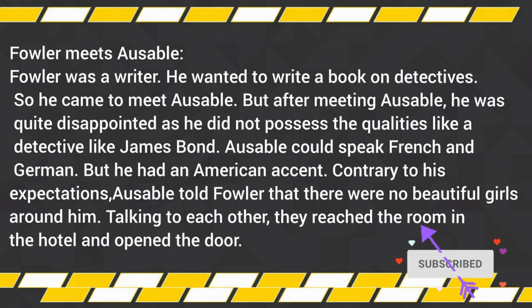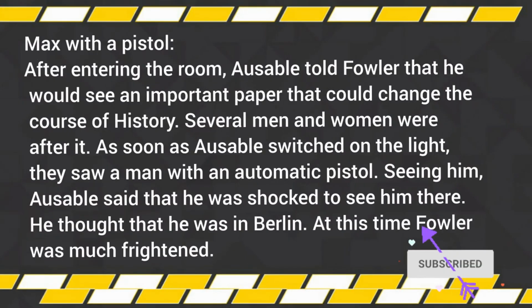Contrary to his expectation, Oscible told Fowler that there were no beautiful girls around him. Talking to each other, they reached the room in the hotel and opened the door. Max with a pistol. After entering the room, Oscible told Fowler that he would see an important paper that could change the course of history.